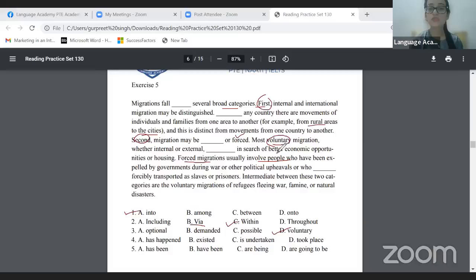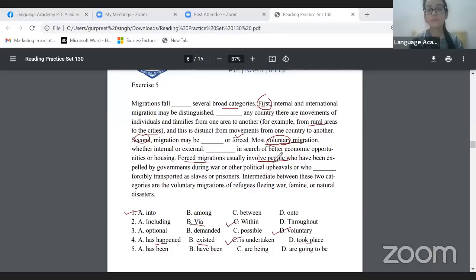So most voluntary migration, whether internal or external, dash in search of better economic opportunities or housing. So now they're giving the definition of voluntary migration. Voluntary migration dash in search of better economic opportunities. So it should be in present tense. Has happened means it has finished in the present scenario. Existed means past tense. Took place means past tense. What is present here is undertaken, because is shows this is how it is done right now as well. So voluntary migration is undertaken in search of better economic opportunities.